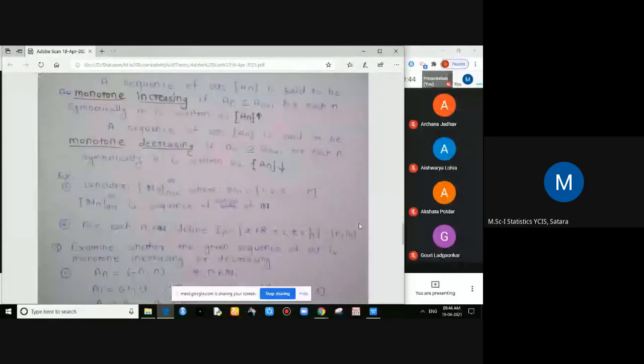See the example. The first example: consider this sequence. This script N indicates the set of natural numbers again, with subscript small n, and n is equal to 1 to infinity. This is the way to write a sequence of sets, where script N with small n is equal to 1, 2, 3, up to n.